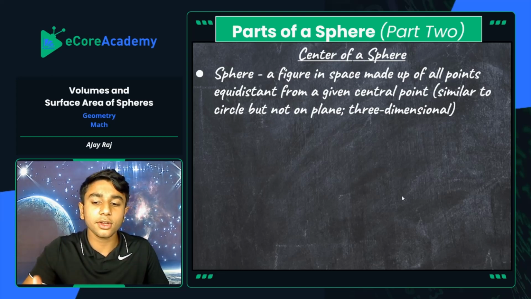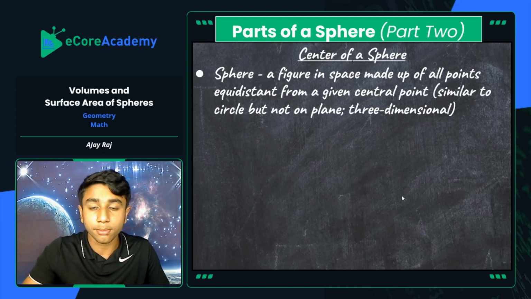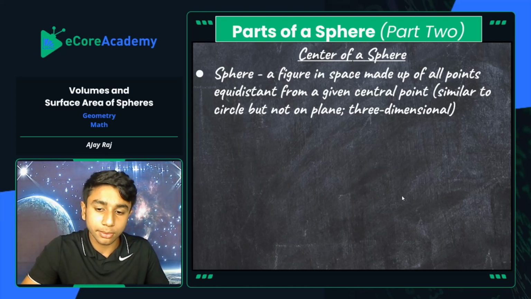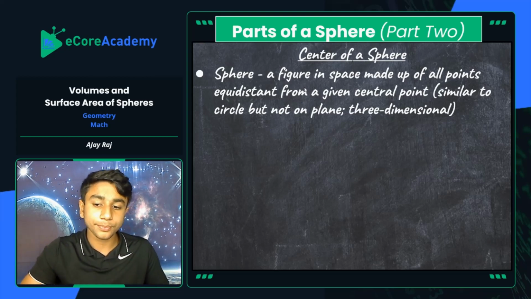So a sphere is a figure in space made up of all points equidistant from a given central point. Now, if you look at a circle, it's all given points on the same exact plane that are the same distance from that given point. But for a sphere, it's going to be any point in space instead of any point on a plane, because it's three-dimensional. It's all possible planes. So you can have a point in a three-dimensional outlook, and you could connect it to all these different points, and that's what defines a sphere, just as a circle is defined by a central point on a plane.